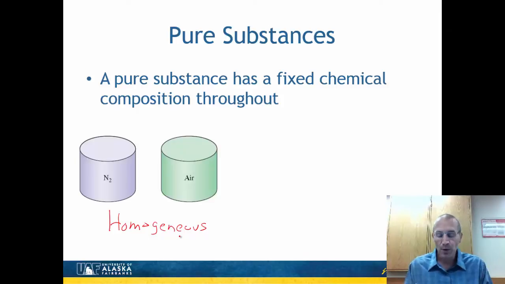So an example of a pure substance that we show over here on the left is nitrogen. Nitrogen, we have pairs of molecules, and everywhere within there it all looks the same. It's all nitrogen. Now, another example of a pure substance is air.